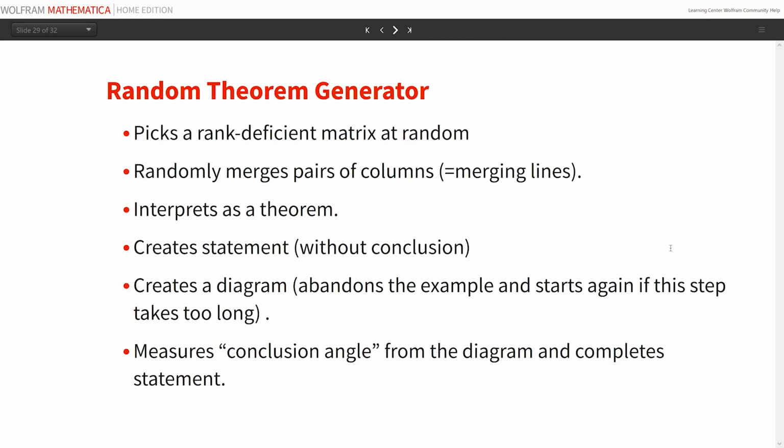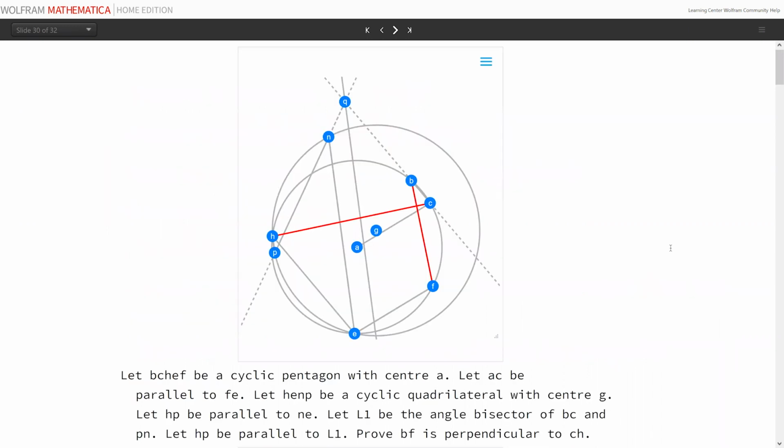Right. So the random theorem generator just picks a rank-deficient matrix at random, randomly merges pairs of columns, interprets that as a theorem, creates a statement without conclusion, creates a diagram, abandons the example and starts again if this step takes too long, which it sometimes can, and then measures the conclusion angle from the diagram and completes the statement. Here is a result of a run of this generating a bunch of theorems.